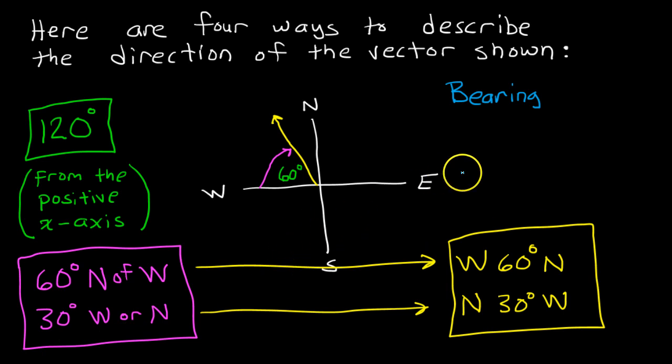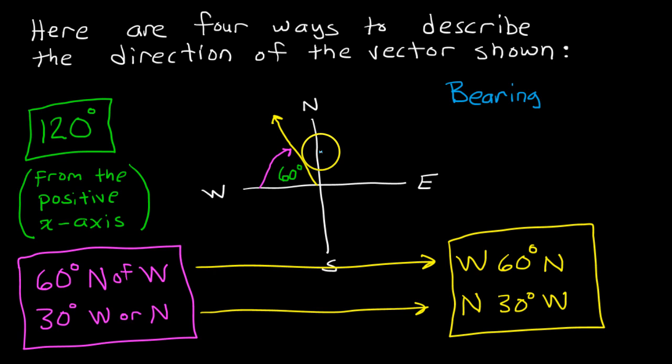The fourth and final method for describing direction is called bearing. Now the different thing about bearing is that you are always measuring from north. So whereas when we just said 120 degrees, we were measuring from the positive x-axis. We were measuring from east. When you say bearing, you're going to be measuring from north. And you always have to move clockwise instead of counterclockwise like we did for the 120. We have to go the other way and measure from north.